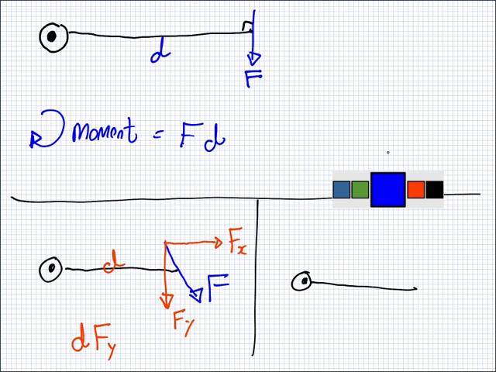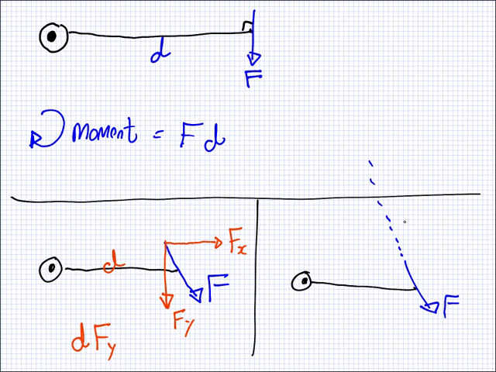If the force is at an angle, what you could do is draw this here. This is called the line of action. And instead you could use this distance. I'll just call this perpendicular distance, d with a little perpendicular. So in this picture you could use perpendicular distance times the full force. So you have two ways to calculate it.